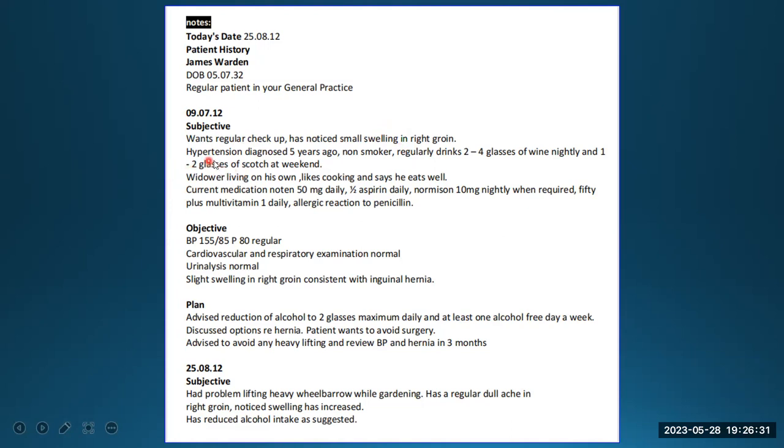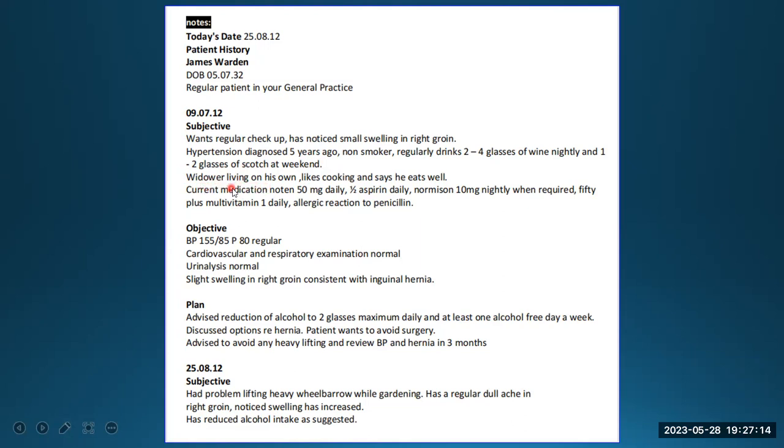Then past medical history. He has hypertension, diagnosed 5 years ago. Smoking history, non-smoker. Alcohol history: yes, he drinks 2 to 4 glasses of wine nightly and 1 to 2 glasses of scotch. So he is drinking more than recommended. Just assume, because you don't know exactly how many units are permitted, but because you are seeing that he is drinking 2 to 4 glasses and 1 to 2 glasses of scotch, you can say it's more than recommended.